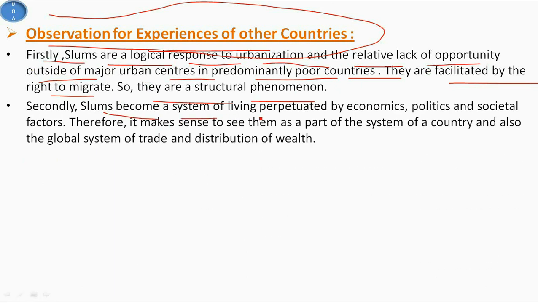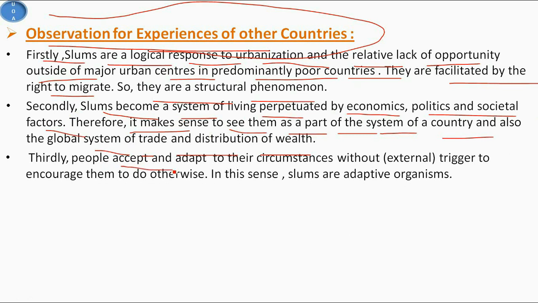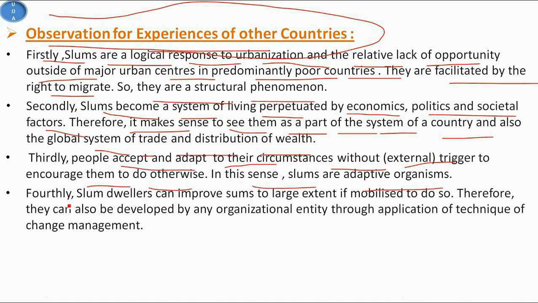Secondly, slums became a system of living perpetuated by economic, political and societal factors. Therefore, it makes sense to see them as a part of the system of a country and also the global system of trade and distribution of wealth. Thirdly, people accept and adapt to their circumstances without external triggers to encourage them to do otherwise. In this sense, slums are an adaptive organism.